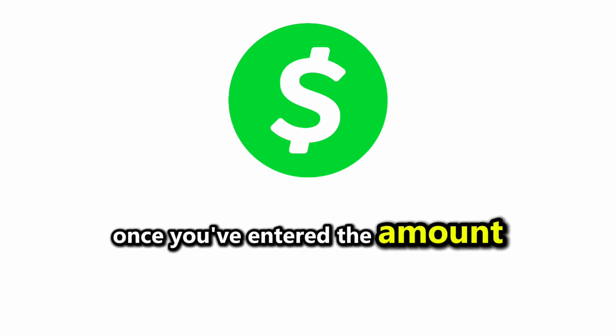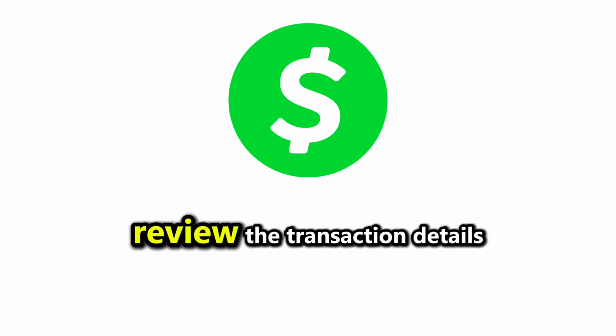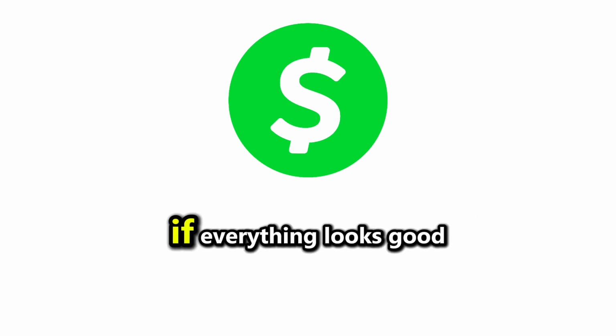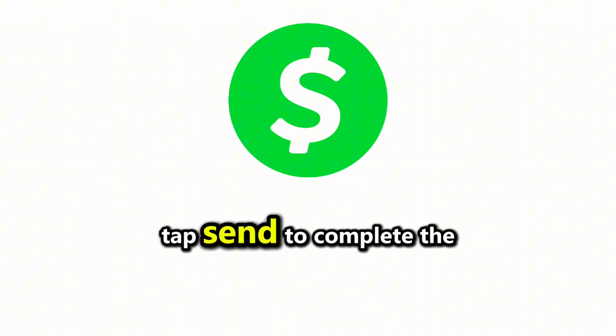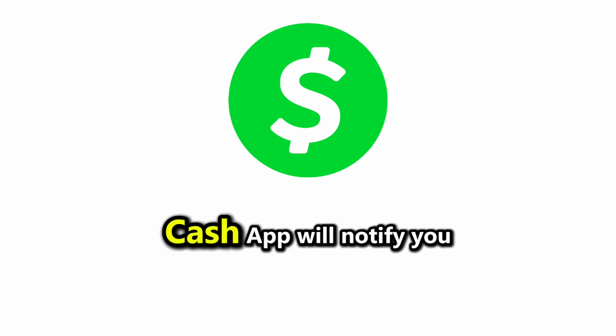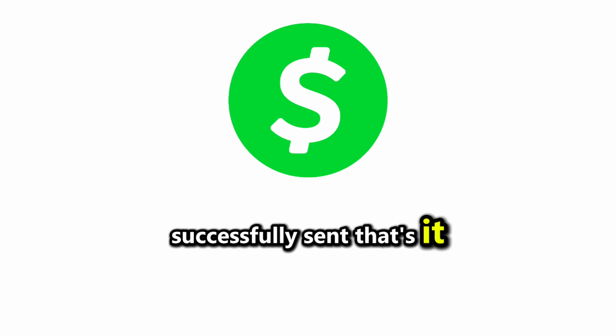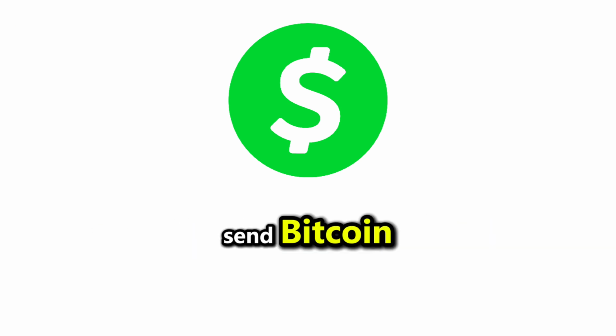Once you've entered the amount and selected the recipient, review the transaction details, including any fees that may apply. If everything looks good, tap Send to complete the transaction. Cash App will notify you when the Bitcoin has been successfully sent. That's it. You've successfully learned how to send Bitcoin in Cash App.